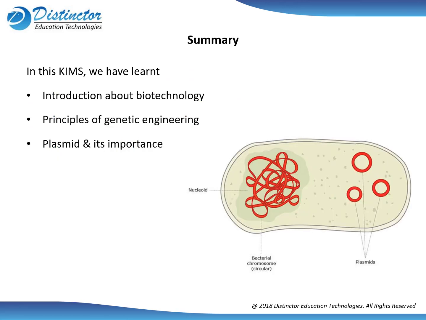Coming to the summary part, in this session we have learned an introduction to biotechnology. What is biotechnology? What are some of the parts of biotechnology? And then the principles of genetic engineering. What are the main principles of genetic engineering? And then what is a plasmid, and why is it important? A plasmid is an extra chromosomal small circular double-stranded DNA, which is going to act as a vector. So that is the importance of a plasmid.